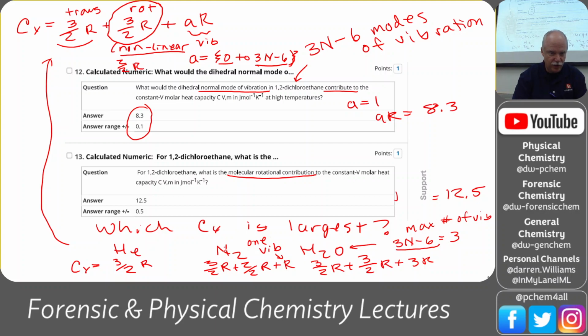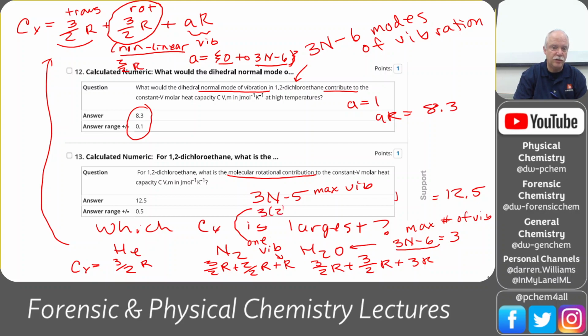Let's do this one. Where did I get the 1 vibration here? That was from 3n minus 5, the max vibrations. And it's minus 5 because it's linear. So I have 2 atoms, so 3 times 2 is 6, minus 5 equals 1. So that's why we only have one vibration for nitrogen. That one's pretty obvious. You've got two atoms, the only thing it can do is vibrate.